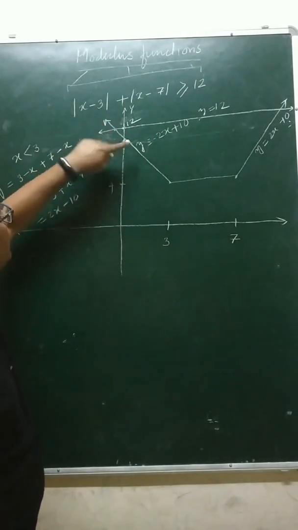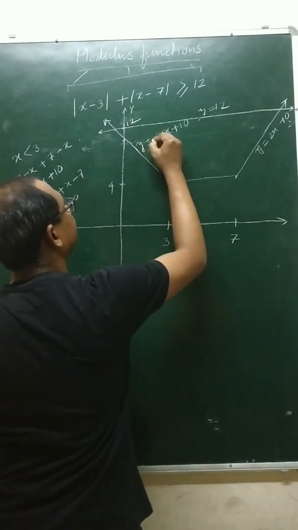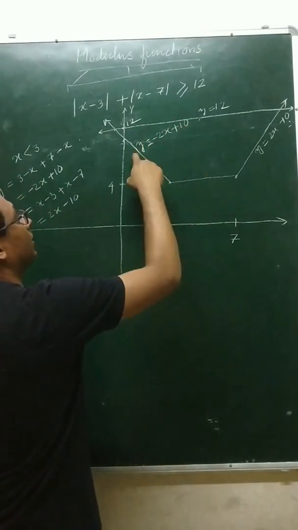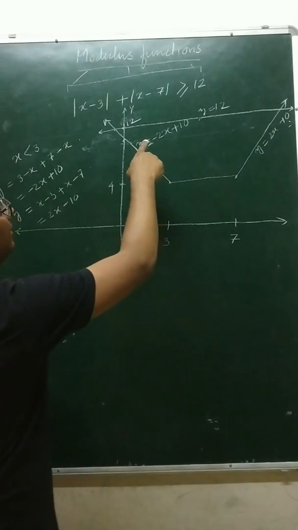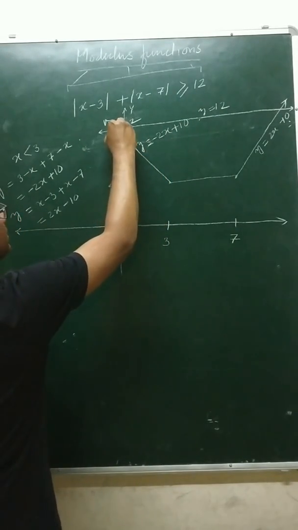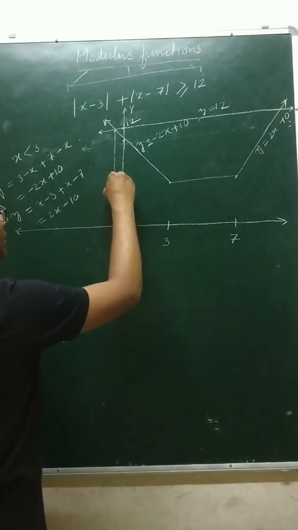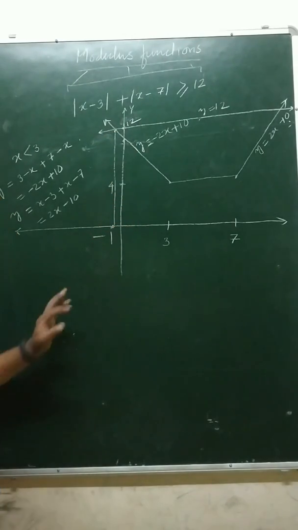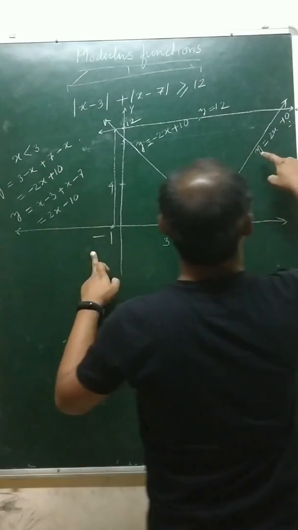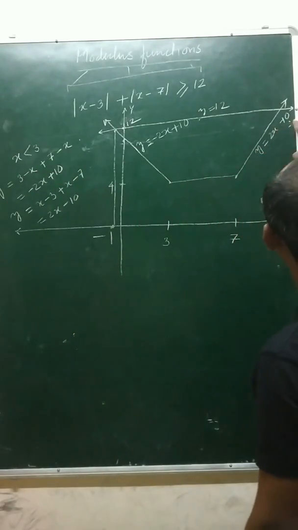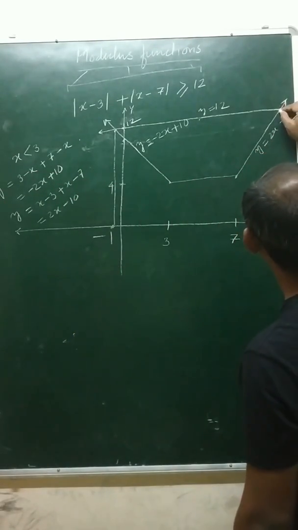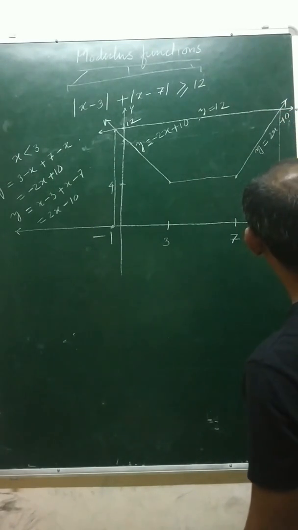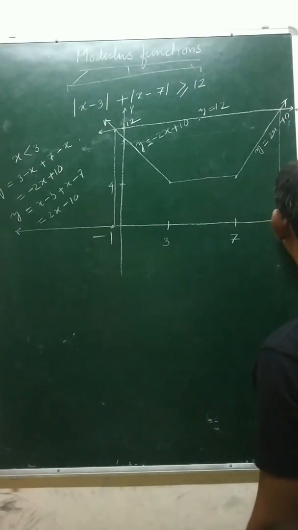Okay, so put y equal to 12 here. 12 minus 10, minus 1. So this point will correspond to the value x equal to minus 1. Now put y equal to 12 here. 12 plus 10, 22 by 2, that is 11. So this point will correspond to a value of x equal to 11.